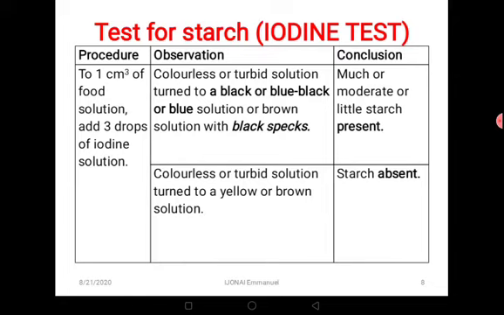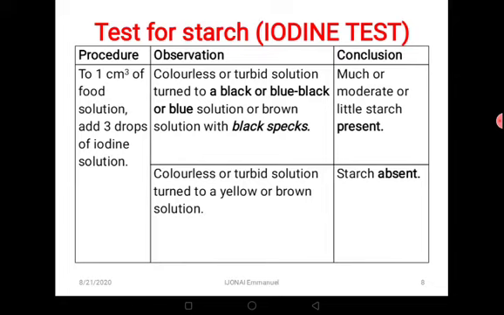What would you say if you are the one writing the procedure yourself and you are writing in reported speech? Probably you could say, to 1 cubic centimeter of food solution, X or Y, whatever it was, added 3 drops of iodine solution. Maybe you could say that. That would be much better. It looks like reported speech. However, this one means somebody is instructing you to do it: to 1 cubic centimeter of food solution, add 3 drops of iodine solution.